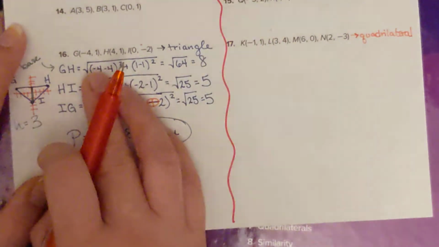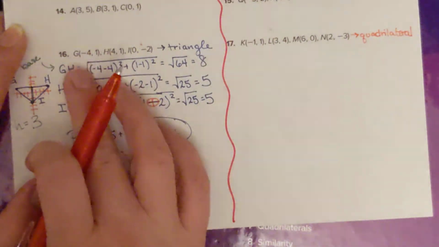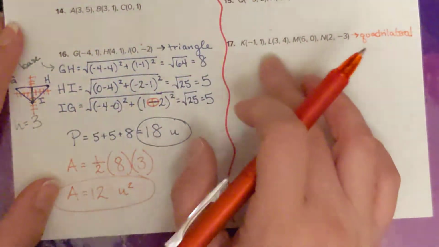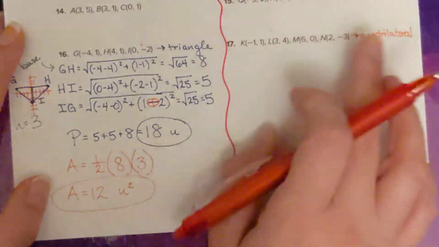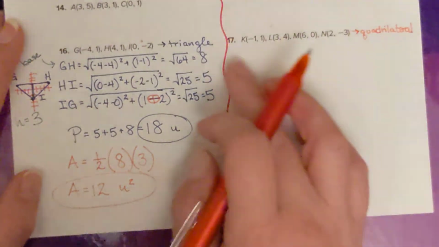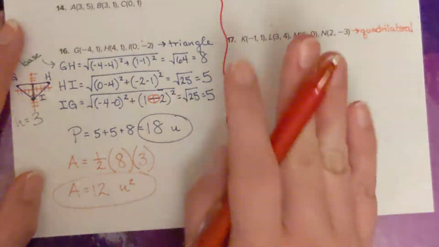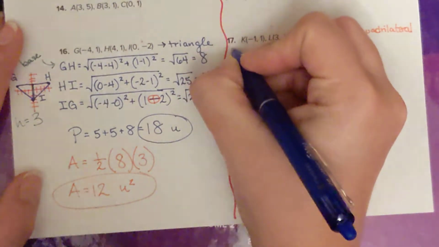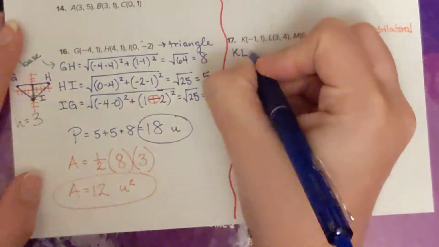So, like how we did with the triangle, how you had to do the distance formula for each side, we've got to do the same thing here. Quadrilaterals have 4 sides, which means you have to do the distance formula 4 times. So let's get started. So first one, KL.